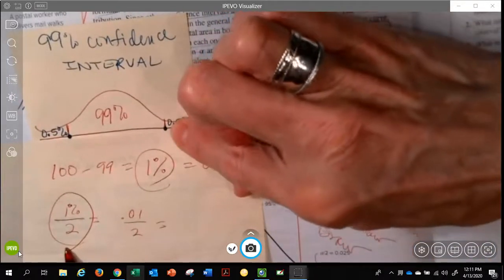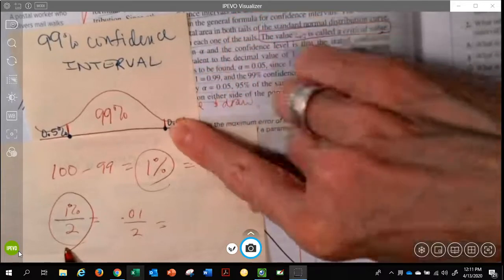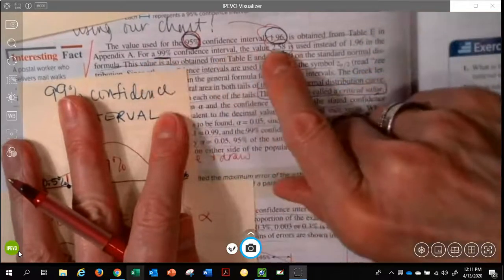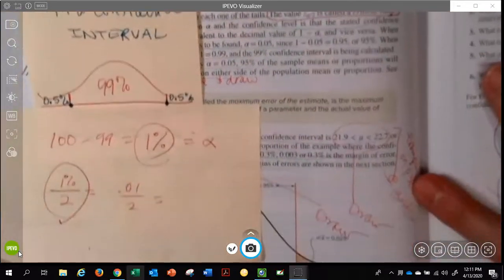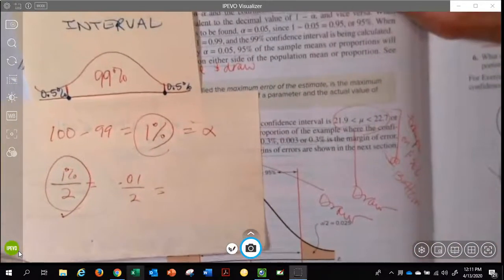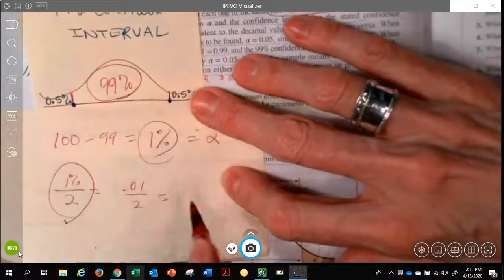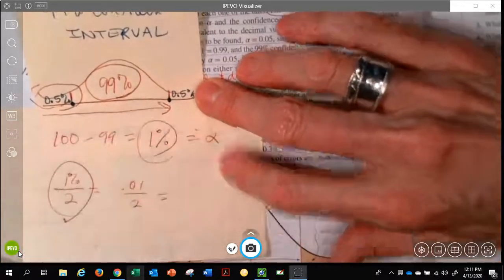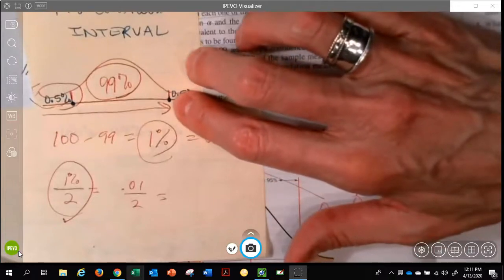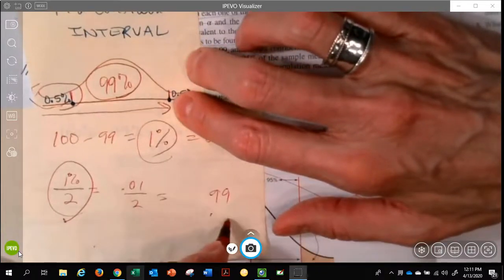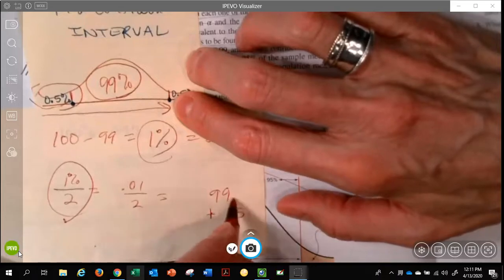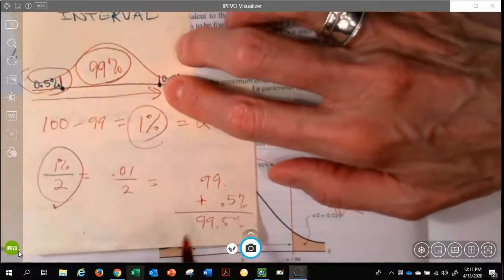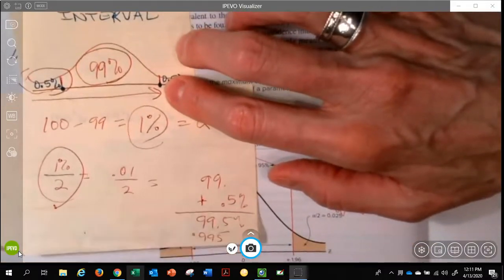To find what is that z sub alpha divided by 2, we already know from looking up here that the 99% is not going to be this number, just straight looking it up. I've got to do a little manipulation. And so I like seeing it as my 99 plus this 0.5 to get me all the way up to this z value. So 99 plus 0.5% gets me at 99.5%, otherwise known as 0.9950.